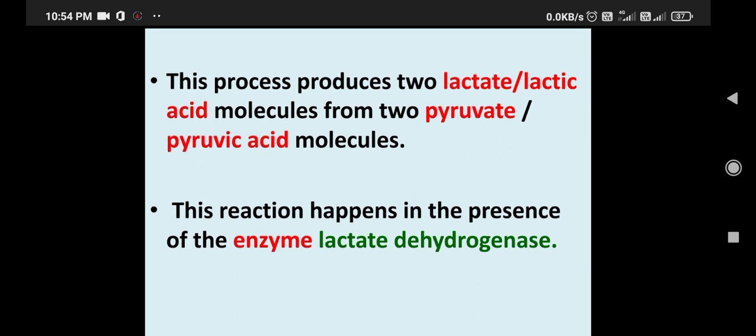This process happens in the presence of the enzyme lactate dehydrogenase. The final product is 2 lactate molecules from 2 pyruvate molecules.